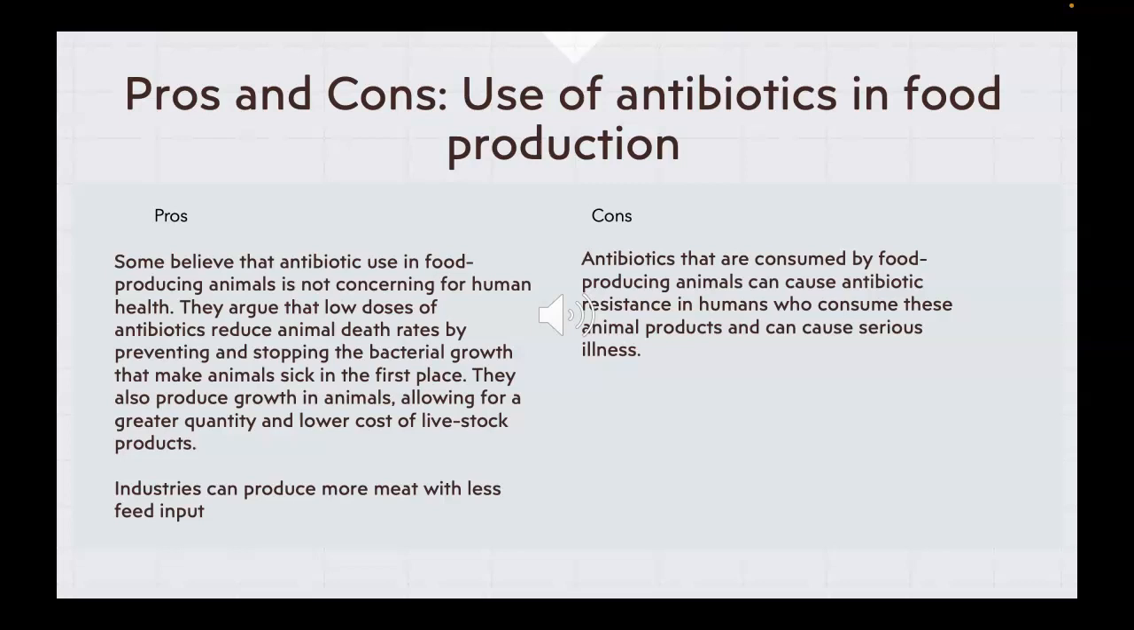They also produce growth in animals, allowing for a greater quantity and lower cost of livestock products, as industries are able to produce more meat with less feed input, which is better for their money and for ours. But the cons of this would be that the antibiotics that are consumed by these animals can actually cause antibiotic resistance in humans who consume these animal products and can cause serious illness. It can also lead to illnesses and allergies and gastrointestinal disorders.